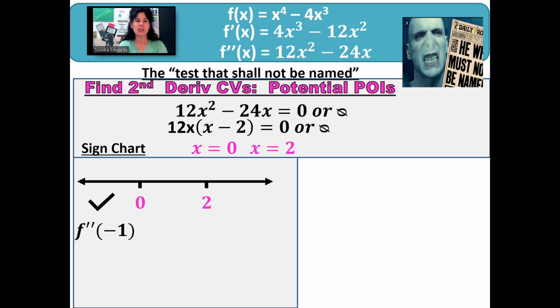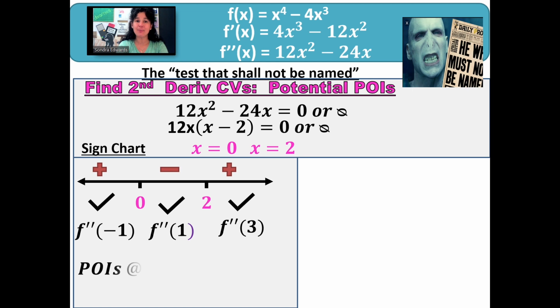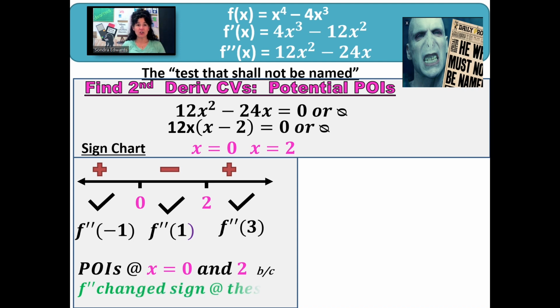So I substituted a number to the left of 0, namely -1, into f double prime. You end up getting a positive answer. I picked 1, which is between 0 and 2, and got a negative. I picked 3 to the right of 2, and I ended up getting a positive. So what we now know is both x equals 0 and x equals 2 are points of inflection. And we know that because f double prime changed sign at these x's.